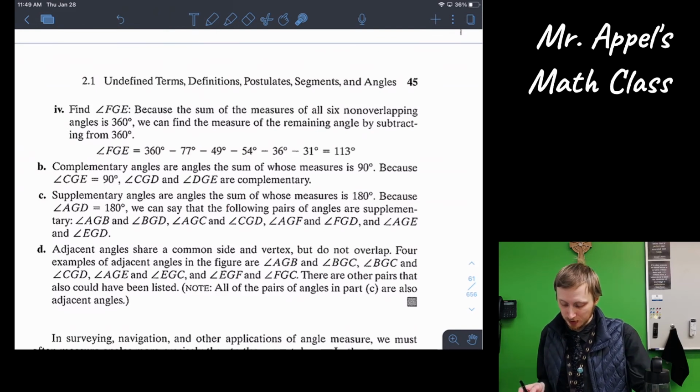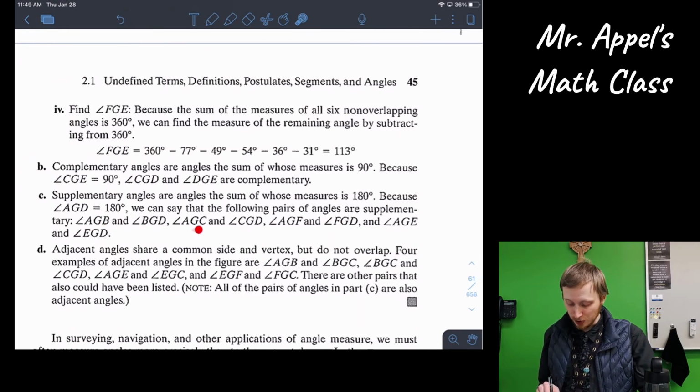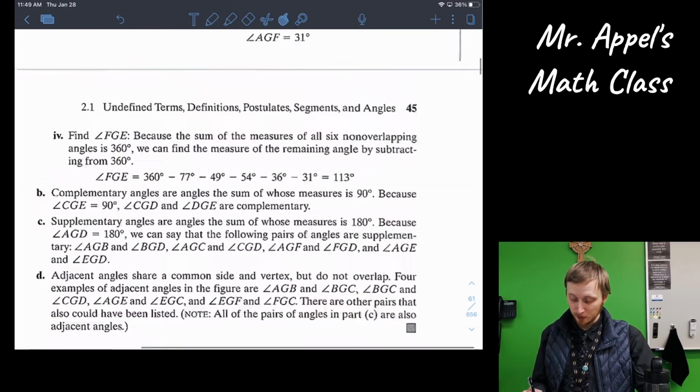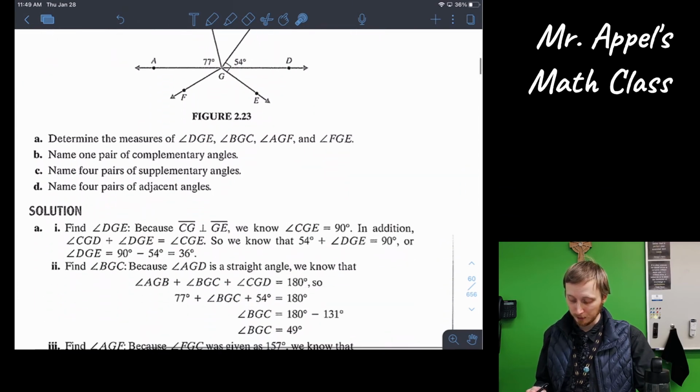Supplementary angles are angles the sum of whose measures is 180 degrees. Because angle AGD is 180, we can say that the following pairs of angles are supplementary. AGB and BGD, AGC and CGD, AGF and FGD, and angle AGE and angle EGD. You can also look to the diagram to find whichever pair, this one plus this one, or this one and this one, right? Any pairing that forms this full straight line.